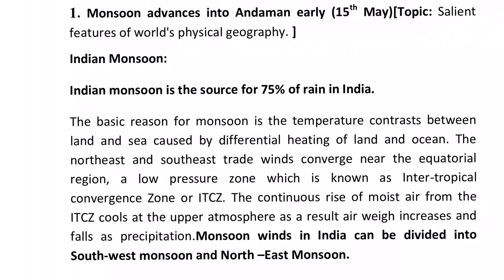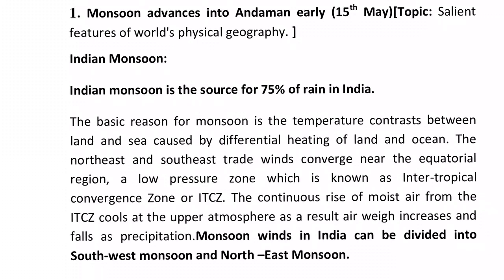So all these concepts are important, and after this, the ITCZ keeps moving southward, and then the region covered by the southwest monsoons will be replaced by northeast monsoons. The monsoons of India can be seen as the southwest monsoon and the northeast monsoon.